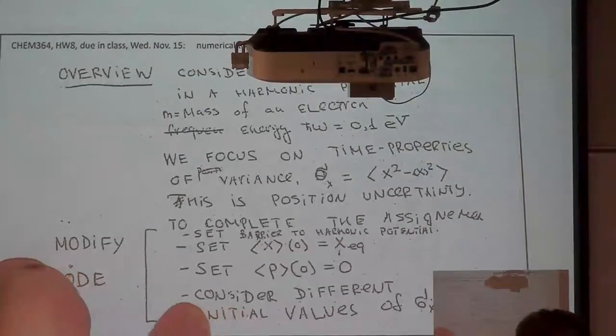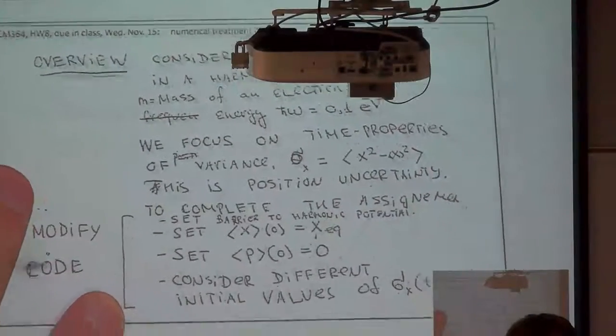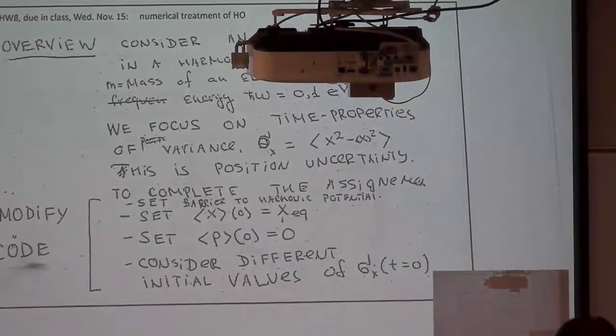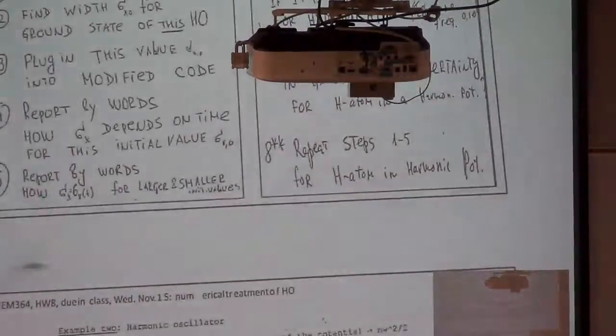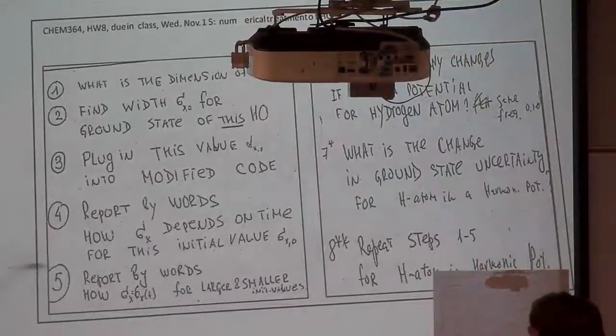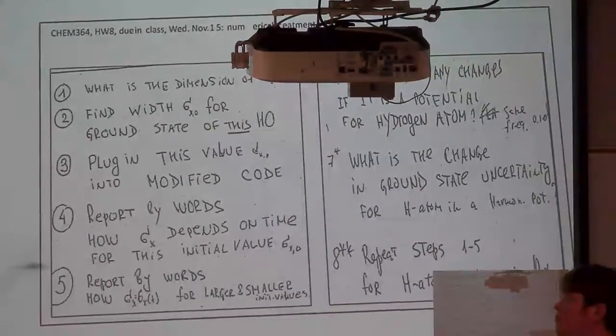Consider different initial values for what? For sigma x. Which means we may rerun by changing the x var variable at the very beginning. Right now it equals 8. Later on we can try different values. So what is the dimension of sigma x? Probably you'll be able to answer yourself, right?